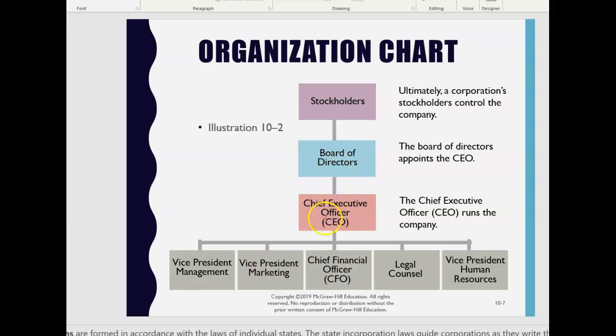The board of directors is doing this. You own the company. The CEO does not own the company. The CEO might have shares in the company. They might also participate in the growth of the company.